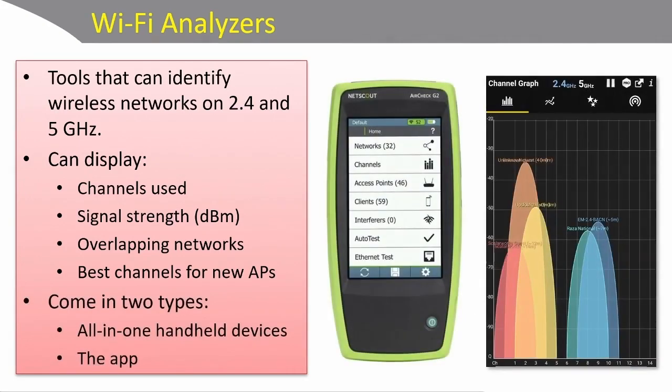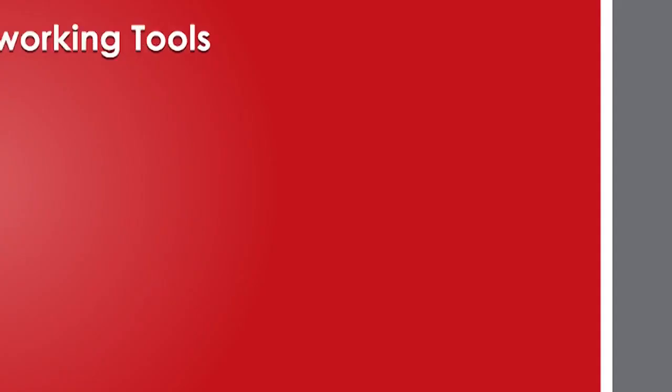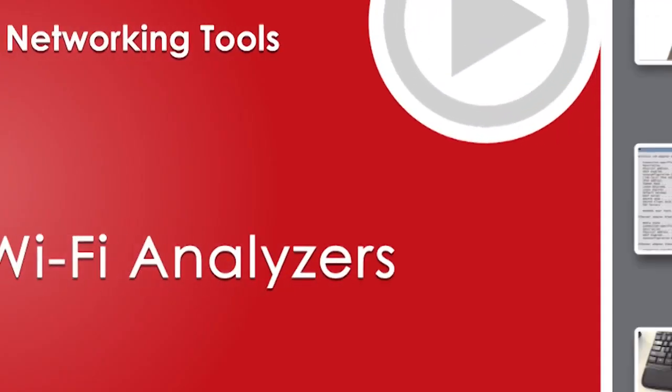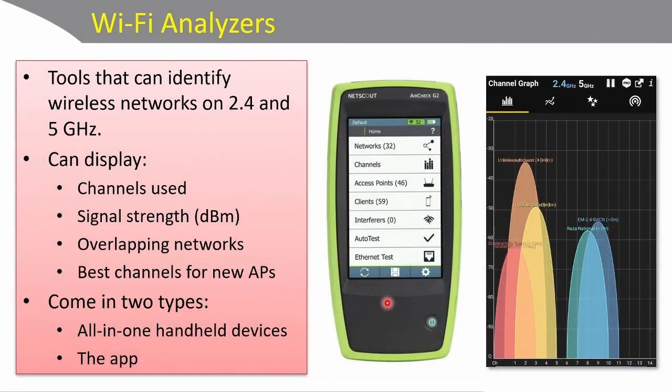They come in two types. You have the handheld all-in-one devices with built-in Wi-Fi antenna, a touchscreen, and incorporated analysis programs like the one that we see here. This is just one example. And these are much more expensive. And then there are the various apps. You have them for Windows, for Android, and for iOS. Whatever device you run the app on has to have a properly set up wireless network adapter.